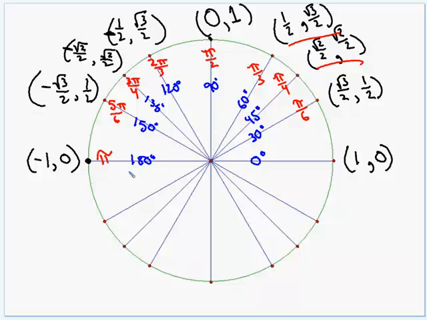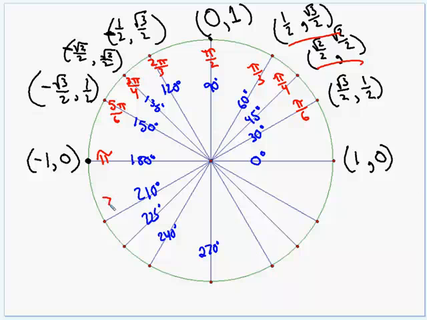Let's keep working our way around, get down here into the third quadrant. 180 plus 30 is 210. 180 plus 45 is 225. 180 plus 60 is 240. And then we get to 270 for the negative y-axis. And we have the measures in degrees. We can also find them in radians.